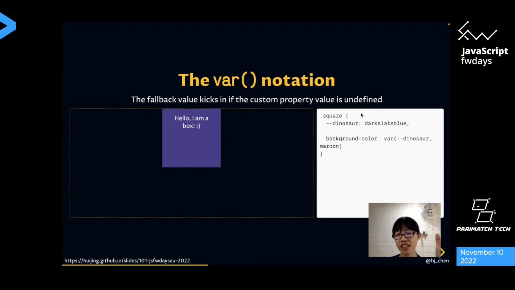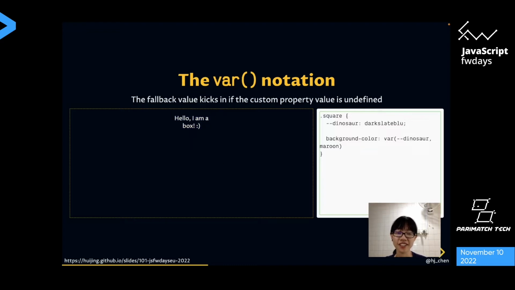So for here, let's say I can't spell dinosaur, spelled it wrong. The browser is like, oh, I don't know what dinosaur is. I'll just make the background maroon. But if I do a typo on the value itself, the browser actually knows that dinosaur is a value, but your value, because you typoed it, is moot, so it doesn't apply. So in that case, your fallback value does not kick in. So that's how it works.